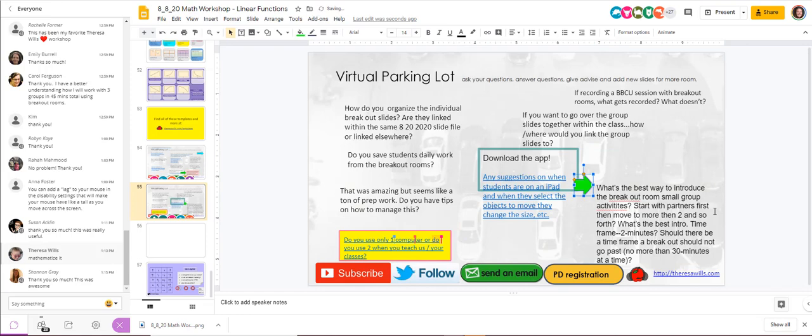What's the best way to introduce the breakout room small group activities? Start with partners first, then move to more than 2 and so forth. What's the best intro? Time frame, 2 minutes. Should there be a time frame for breakouts? Should not go past? This is a great question because it's all based on the norms and routines that you set, practice, and maintain in your class.